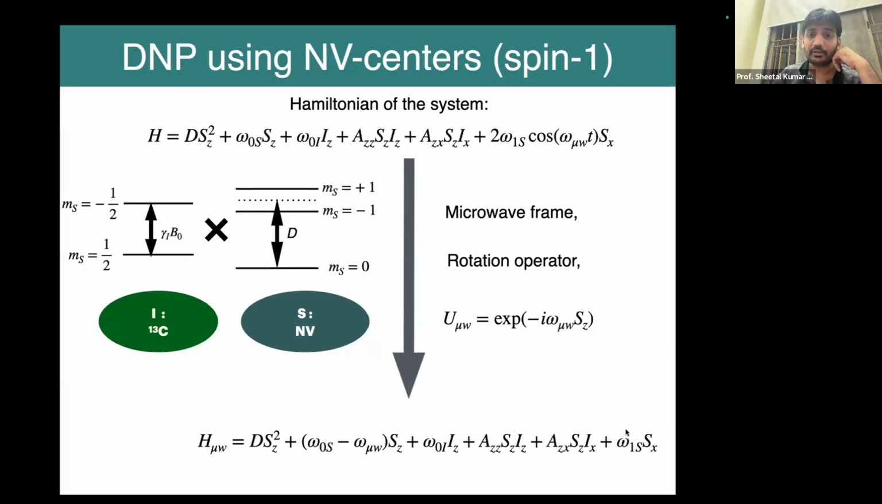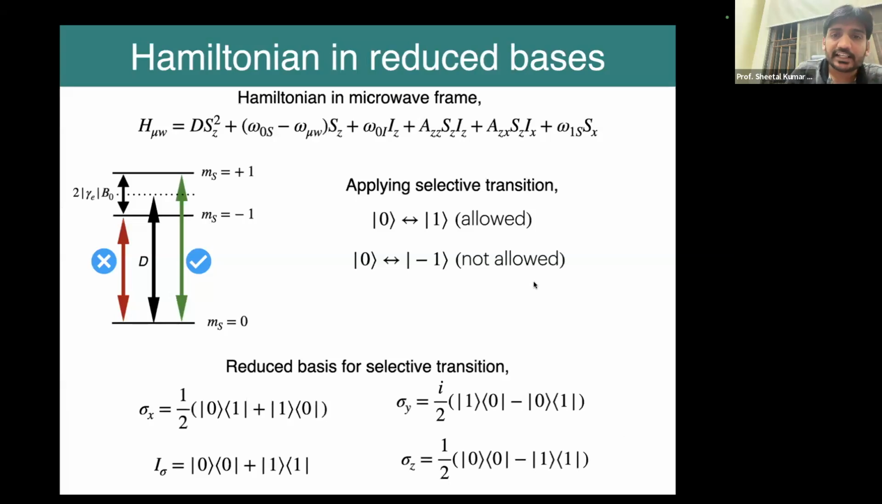So far, so good. Now, the next step here is that we can use a reduced basis formalism. The reduced basis is coming from the fact that we can irradiate near one of the transitions. There are two transitions allowed, 0 to 1 and 0 to -1. But suppose our frequency is near the 0 to 1 transition, then we can use these reduced bases to express the Hamiltonian and see what happens there.